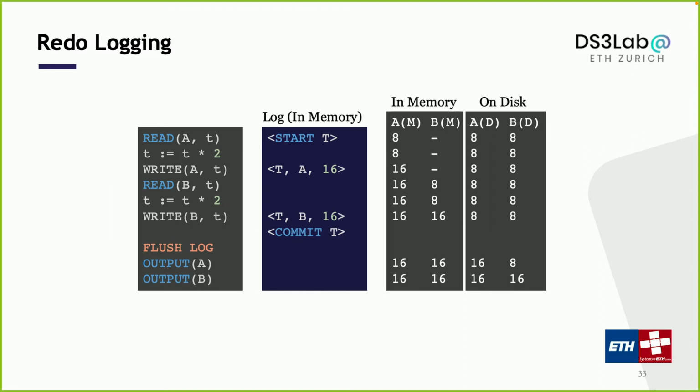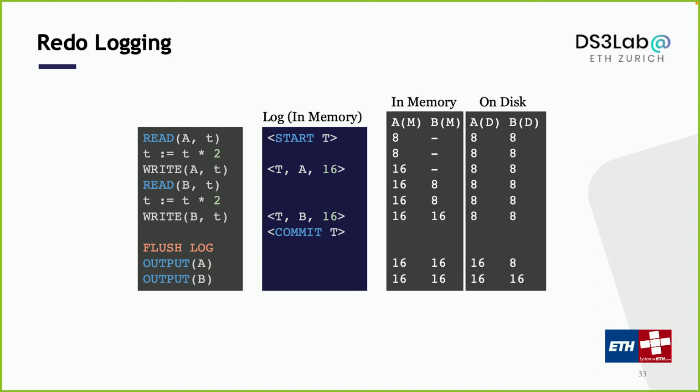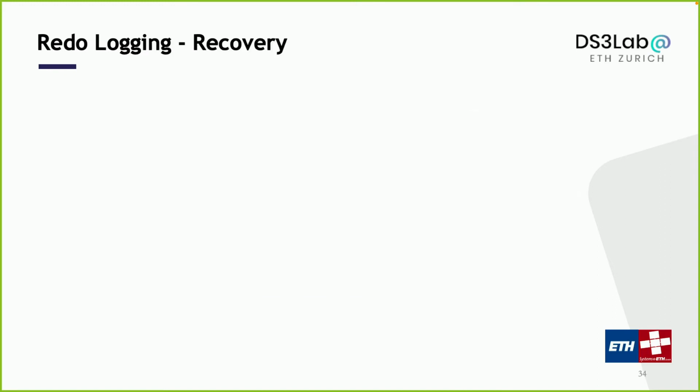It will not wait for the actual updates of the database. Essentially, the system will commit at this point and tell the user, okay, I'm done. Once the commit record is in the log file, the system will tell the user. And the system can do whatever it wants afterwards. Make sense? That's redo logging.